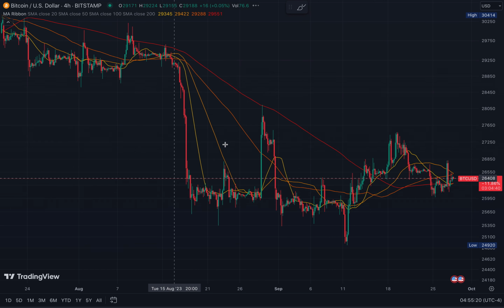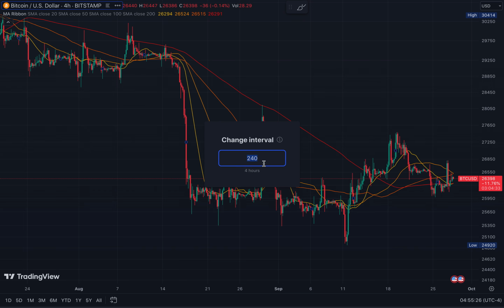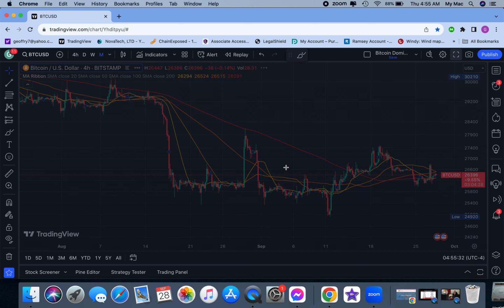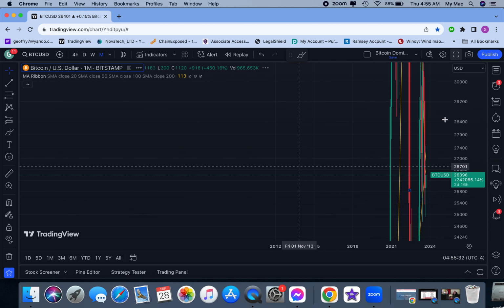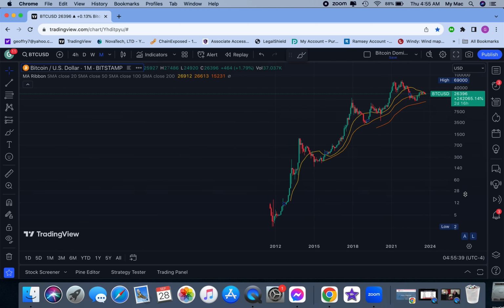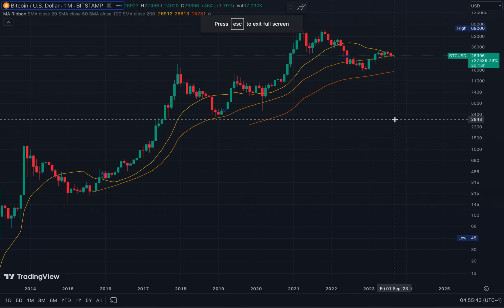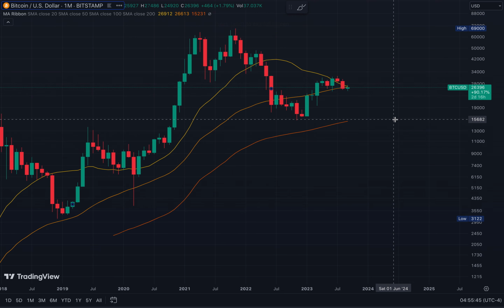And if we zoom out, let's try a different chart interval. We're at the 4 hour. Let's zoom out to the monthly here. And let's do our trick we learned the other day to auto. Beautiful. And so then we'll zoom in to where we currently are.